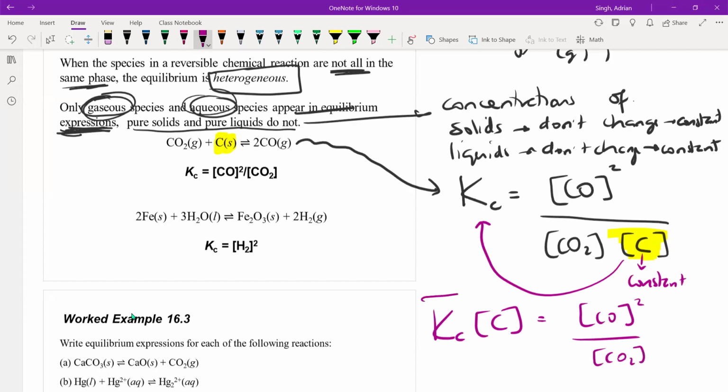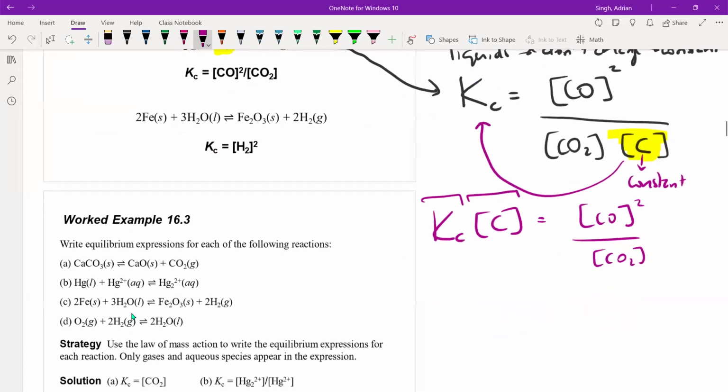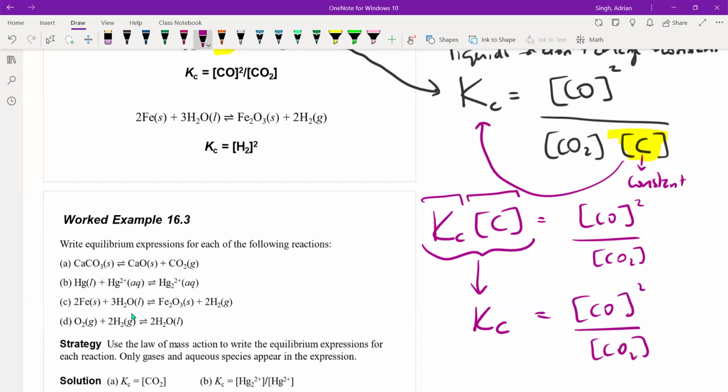Now I have a constant, Kc, times another constant. The product of two constants is a brand new constant, and that's equal to CO squared divided by CO2. And that's why we can simplify these expressions when we're dealing with heterogeneous equilibria. We don't need to include the solids. Same thing applies to the liquids. The concentration of a solid doesn't change. It's a constant. The concentration of a liquid doesn't change. It's also a constant.